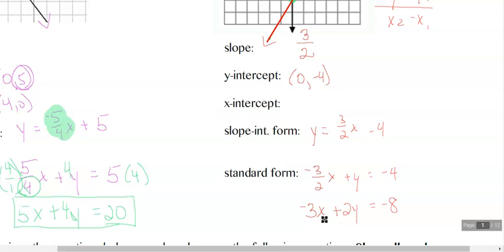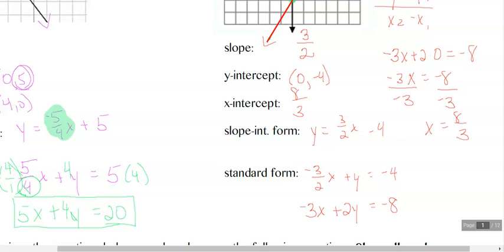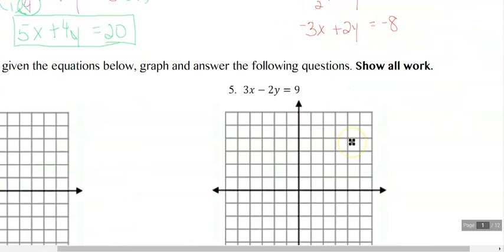All right. Now, let's talk about the x-intercept. You know what? Using standard form might actually be the easiest way to do it. If I set the y equal to 0, and I use the standard form because it doesn't have any fractions in it, plus 2 times 0 equals -8. Then that would be -3x equals -8. Divide by -3. X equals 8/3. So that would be my x-intercept. I think that was the easiest way to do it. Okay, let's look at the next one.